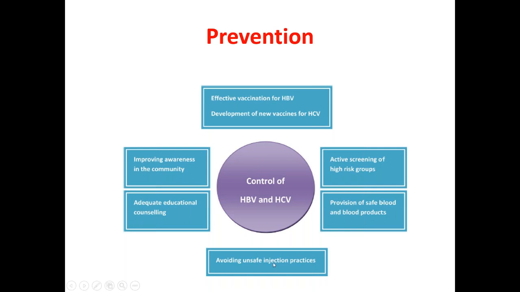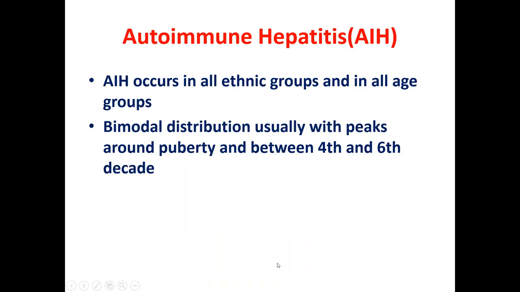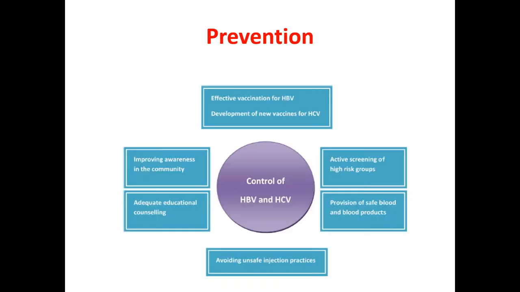And the second most important thing is to prevent unsafe injections. This is one of the most important factors for transmission of infection of HBV and HCV in the developing countries. WHO and other health agencies are largely promoting safe injection practices. Nowadays, single-use injection needles are available, which just break once used. So the most important thing in viral hepatitis is to prevent viral hepatitis.